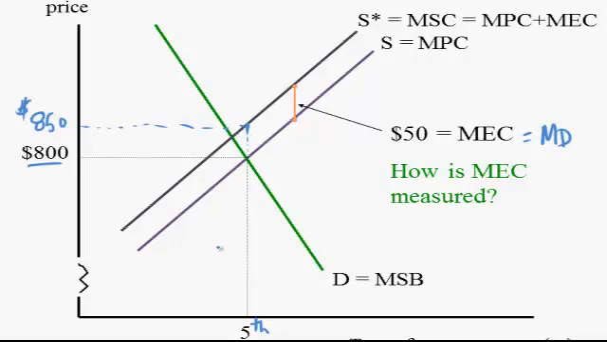So basically what we're doing is saying that every single ton has this same difference between the private and the external, or that we need to add the external to the private. And so we can see that for every single ton, we're adding $50. Okay?